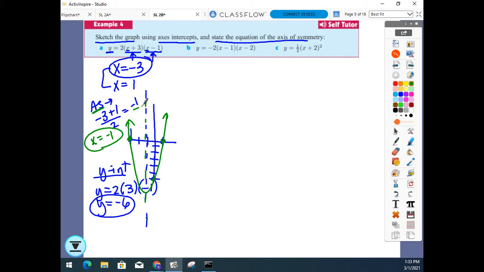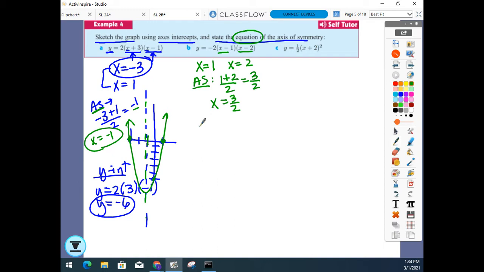All right, letter B. First we find our x-intercepts, the values of x that make the equation equal 0. We could find our axis of symmetry right away since we have these two numbers. So 1 plus 2, finding the average, add them together, divide by 2, is 3/2. Notice they say the equation of the axis of symmetry. It's going to go through the x-axis. See back here? It's going through the x-axis at x equals 3/2.